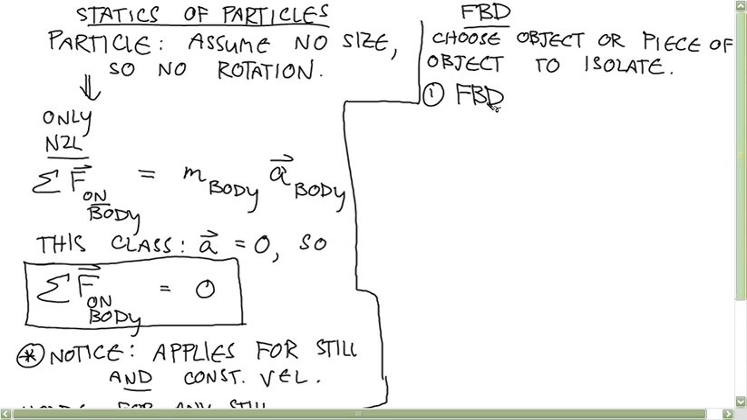Your free body diagram is just an outline of that isolated body. So that means if your free body is a car, I don't want you to draw the wheels in there. Let me show an example.